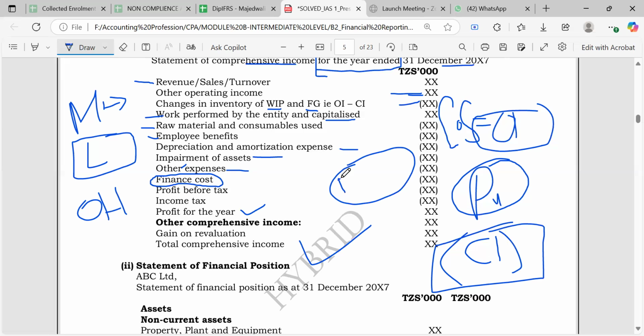Finance cost can have several implications. By finance cost, it means this comes from fund providers. It means someone is financing you, and ultimately you have to pay them, right? They need their return, so you pay them.